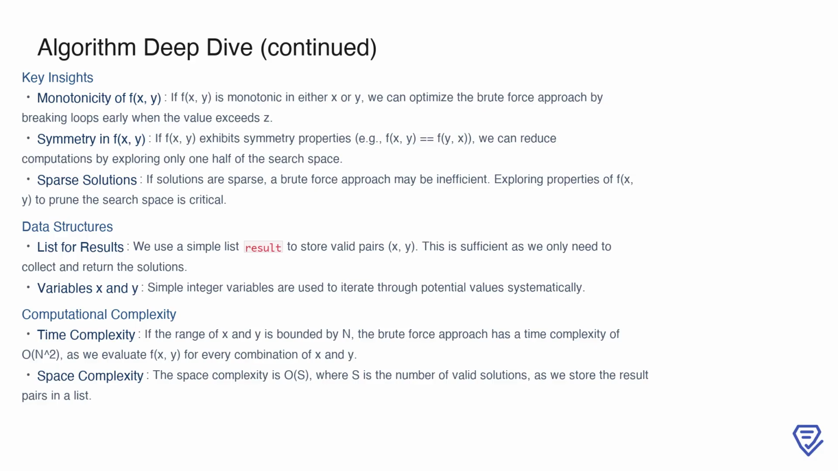The computational complexity of this brute force approach is n squared, where n is the maximum range of x and y. This results from evaluating every combination of x and y. The space complexity, on the other hand, depends on the number of valid solutions, making it O(s), where s is the size of the result list.